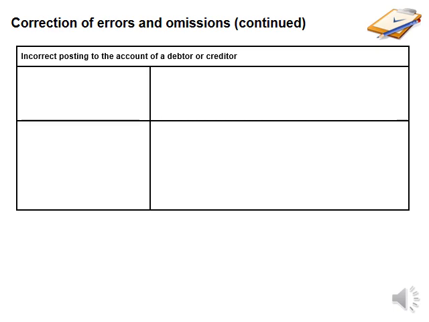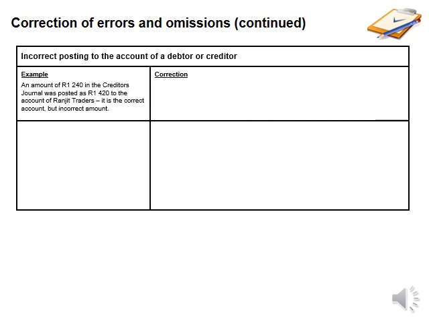Incorrect posting to the account of a debtor or a creditor. First example there, an amount of 1,240 in the creditors journal was posted as 1,420 to the account of Ranchit Traders. It's the correct account but the incorrect amount. Again, the amount is overcast. Now, this means the entry in the creditors journal was correct, but it was only posted incorrectly to Ranchit Traders. So that means it's only the creditors list that's incorrect, the creditors control is correct.